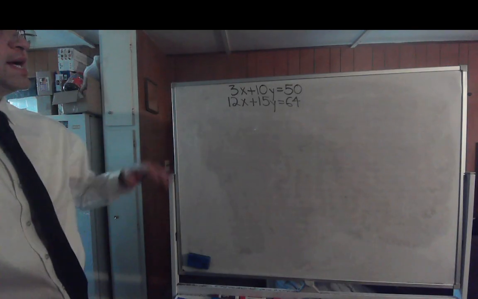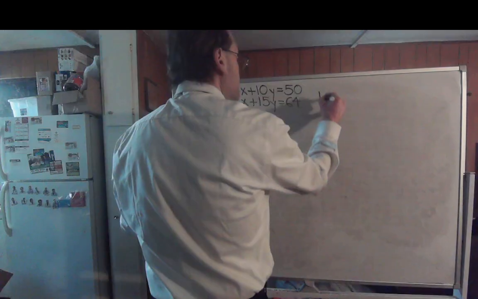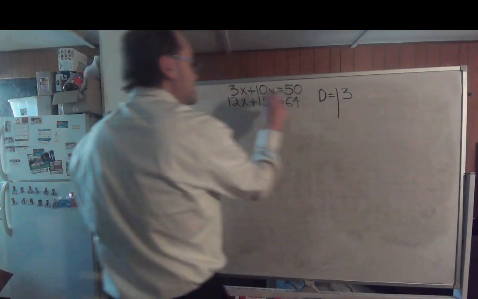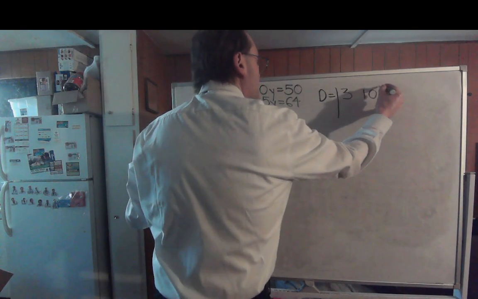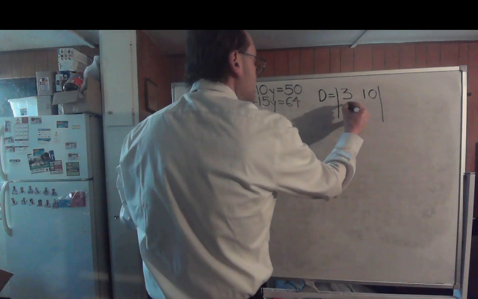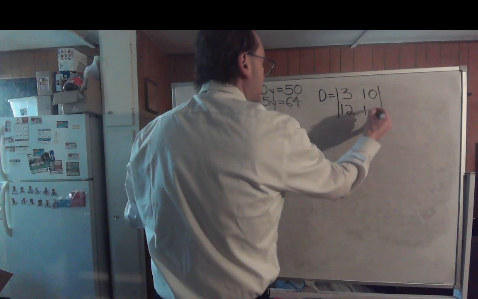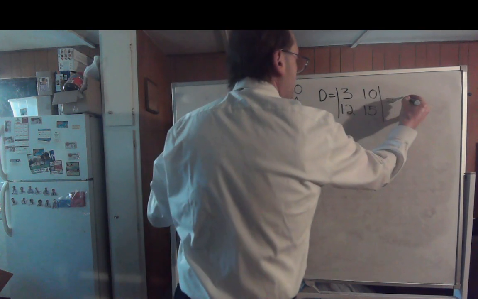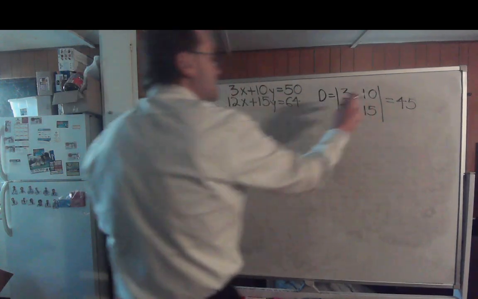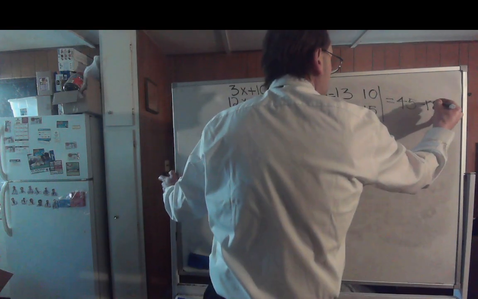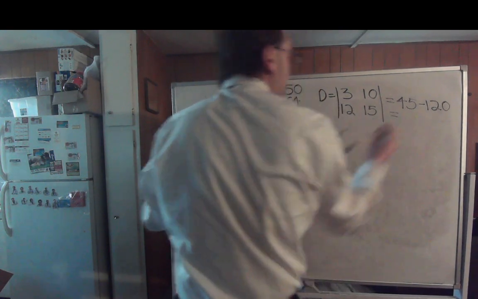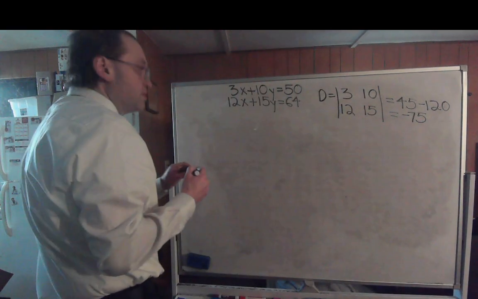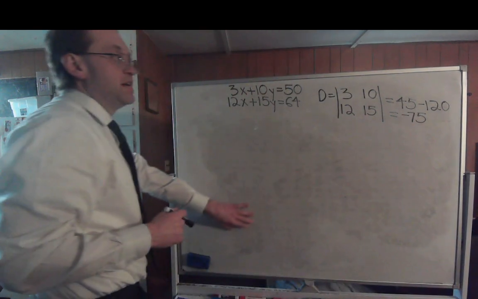So let's go ahead here, set up our coefficient determinant of d, which would take that 3 on the x, that 10 on the y, then take your 12 on the x, and then the 15 on the y. Alright, so what is 3 times 15? That's going to be 45. Minus 10 times 12, that'd be minus 120. So 45 minus 120 is negative 75. So the value of d is going to be negative 75.